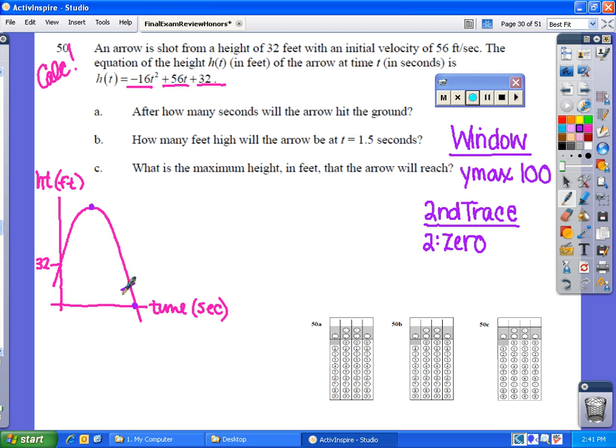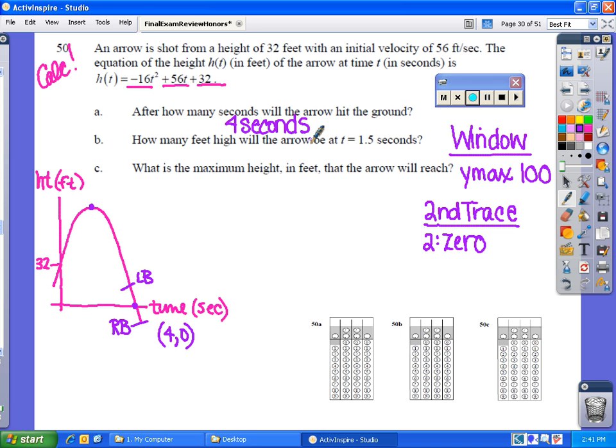It's asking for a left bound, so we want to pick a point slightly to the left of the point we're trying to find, and hit enter. We'll then move to the right of the point that we're trying to find, and hit enter for the right boundary. The third time when the calculator says guess, just hit enter again, and it will return the value 4, 0. This answers the question, how many seconds will it take for the arrow to hit the ground? And the answer is 4 seconds.